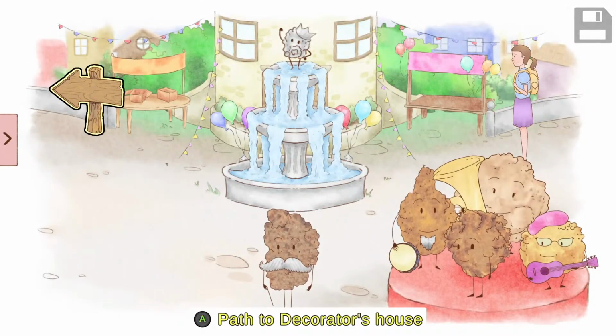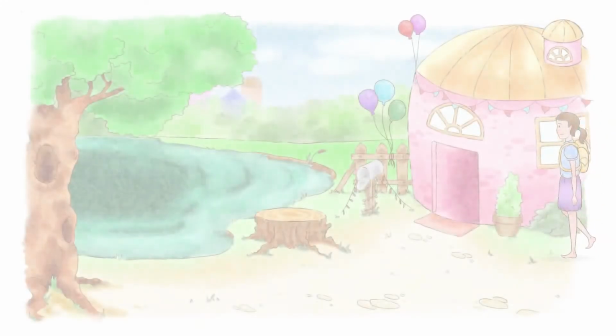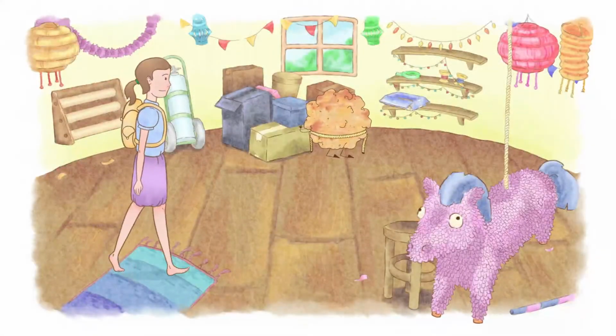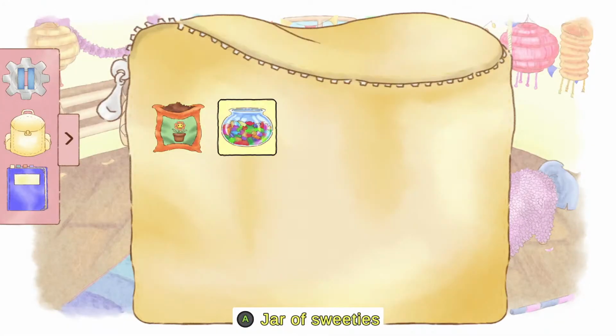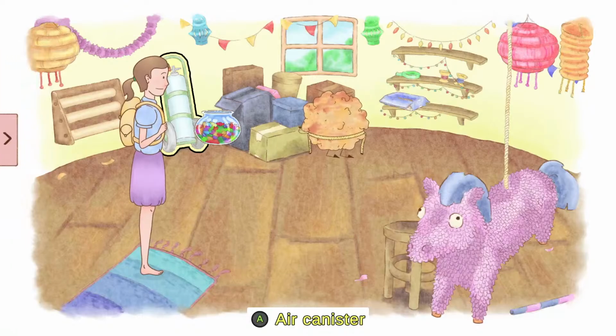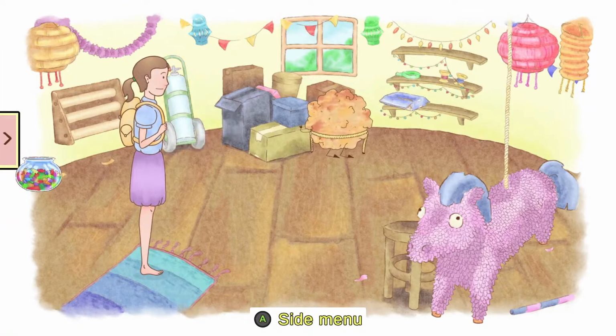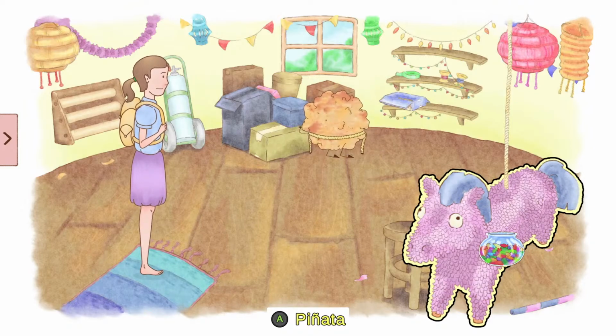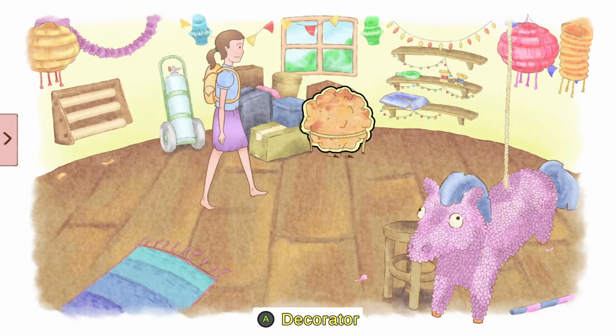Path to decorator's house. Pond. Door to decorator's house. Door to outside. Bag of fresh soil. Jar of sweeties. Press A. Side menu. Decorator. Piñata. Decorator.